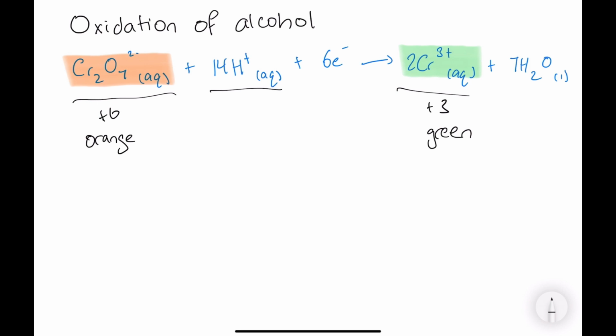And it is very common for the IB to ask students to write a redox equation of dichromate ions to chromium(III) ions. But a little tip, this whole equation I've written out here can be found in the formula booklet. So let's get into oxidation of alcohols.